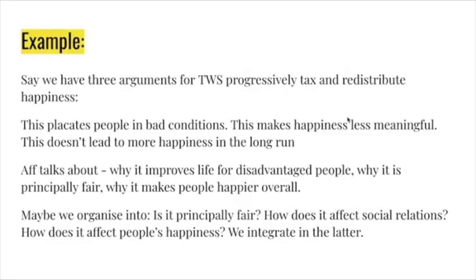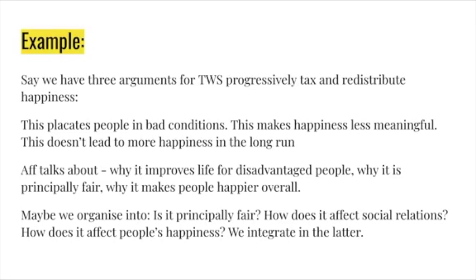So here's an example. Say that we have 3 arguments for why we should not progressively tax and redistribute happiness. These are our three arguments. This placates people in bad conditions. This makes happiness less meaningful, and this doesn't lead to more happiness in the long run. So that's what we've prepared. Then the affirmative goes first, and we're negative.